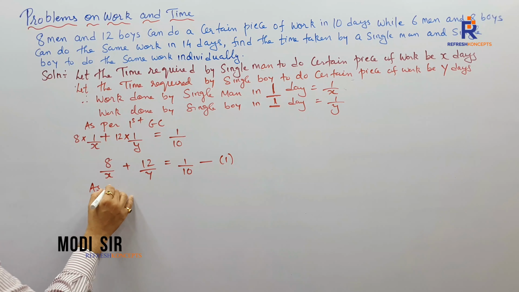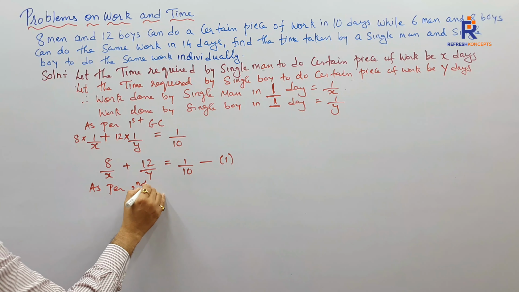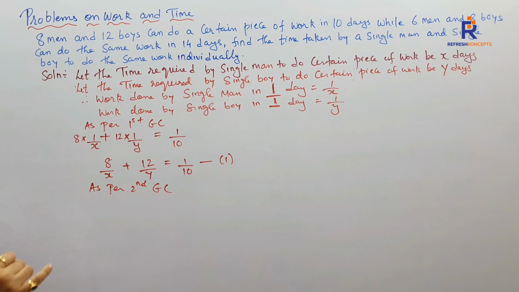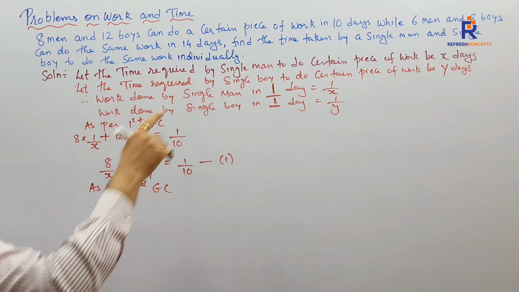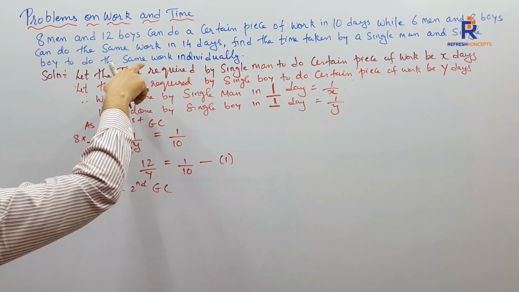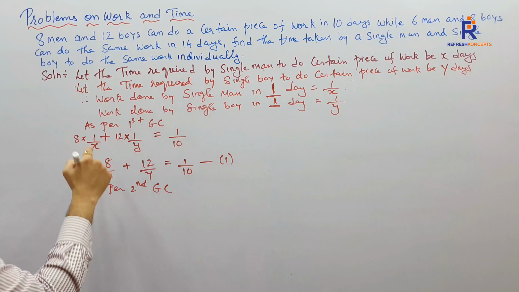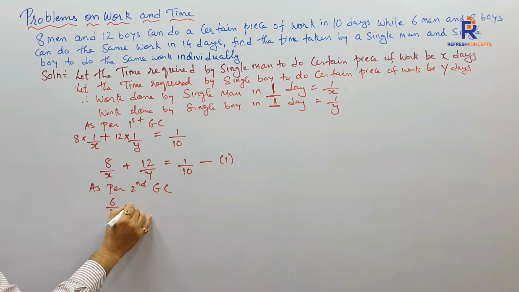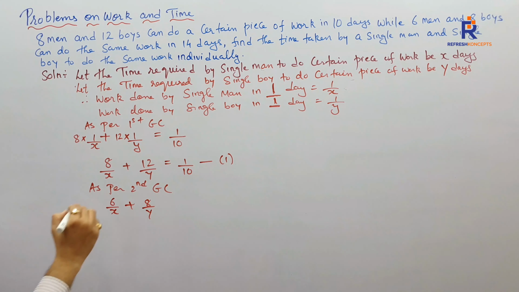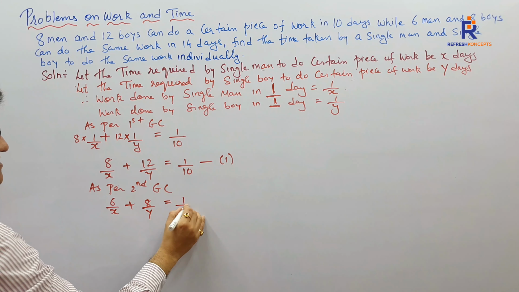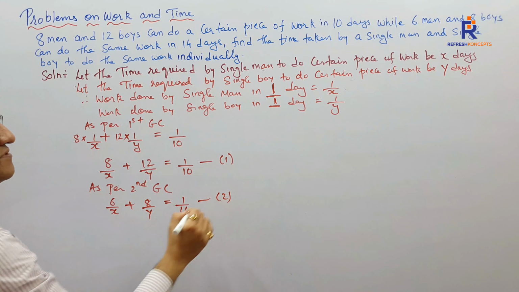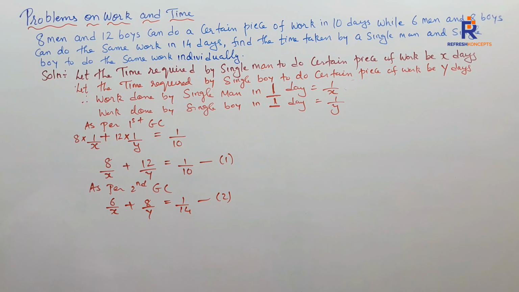As per the second condition. Now, I think the picture is more clear. 6 men, 8 boys, 14 days. I hope this is very clear now. Once the first one is clear, the second one is very, very clear.